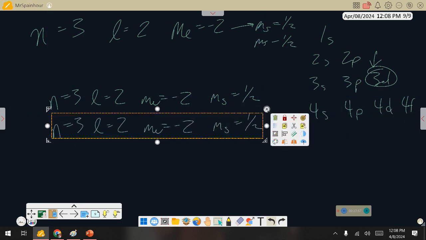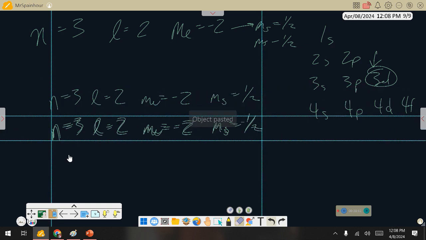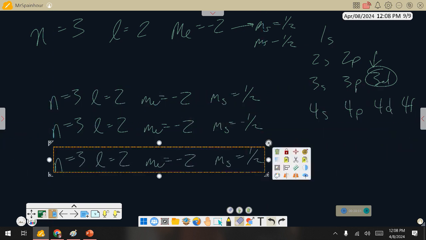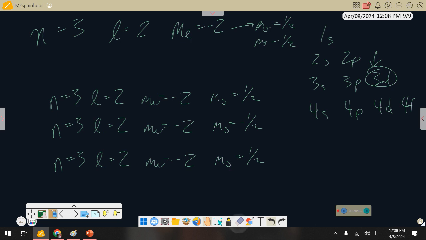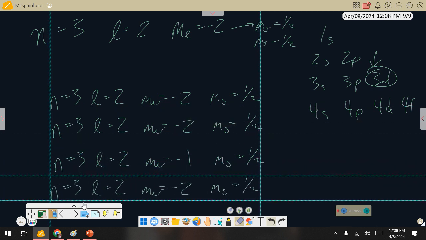What changes for the next one? The ML is going to be negative 1. Oh, nope, you skipped something first. There are 2 possible options for ML equals negative 1. There you go. That's your first option. My next option is, just like you said, ML negative 1, and negative 1/2. You get the idea. So it just wants us to write down the sets. Yeah. Okay.